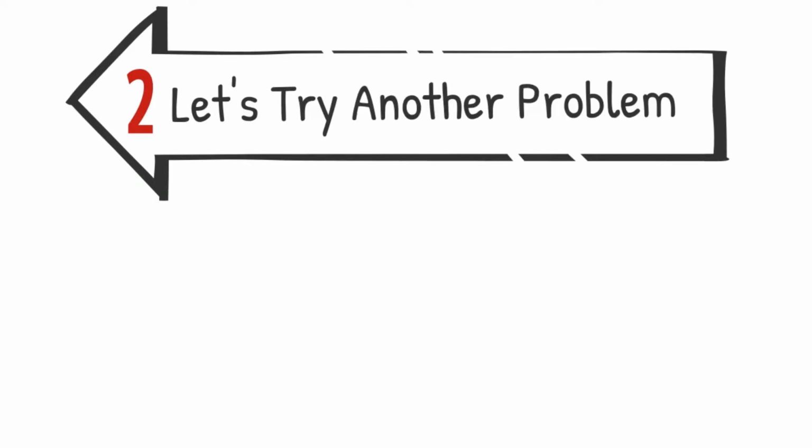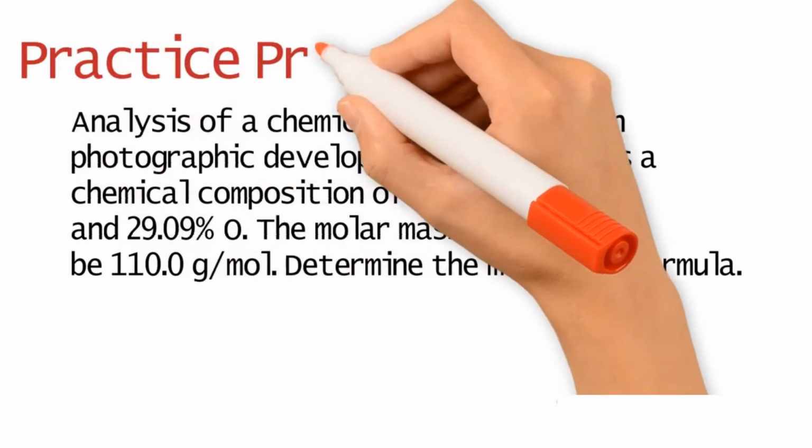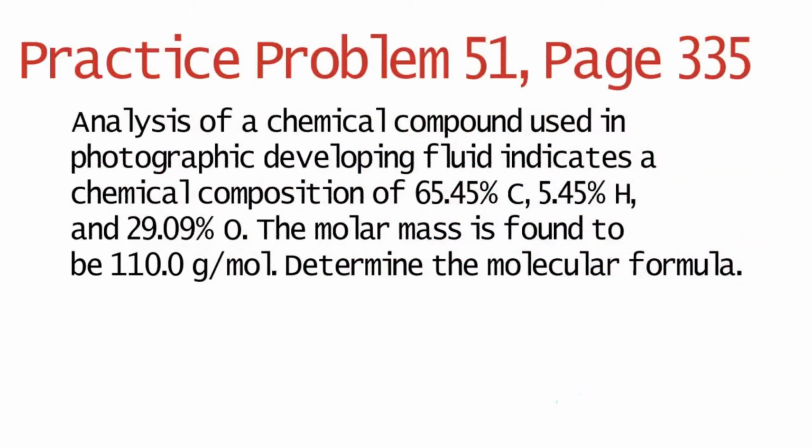Let's try another example. Practice problem number 51, page 335. Analysis of a chemical compound used in photographic developing fluid indicates a chemical composition of 65.45% carbon, 5.45% hydrogen, and 29.09% oxygen. The molar mass is found to be 110 grams per mole.